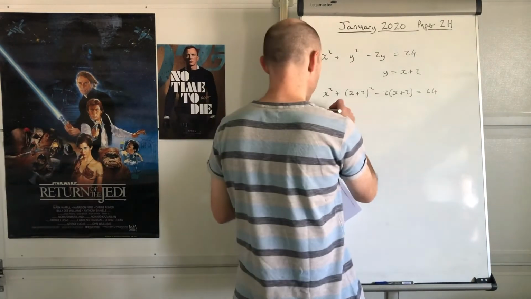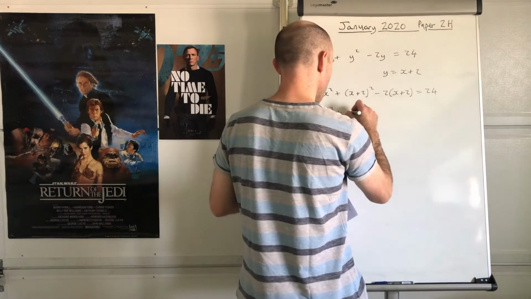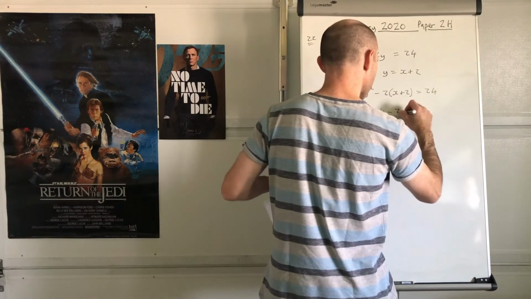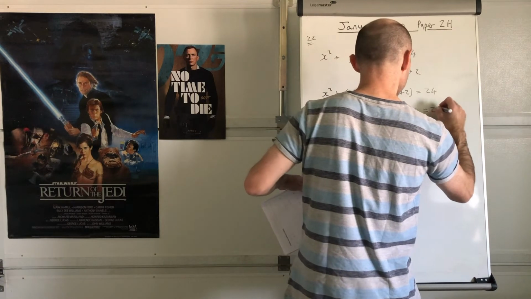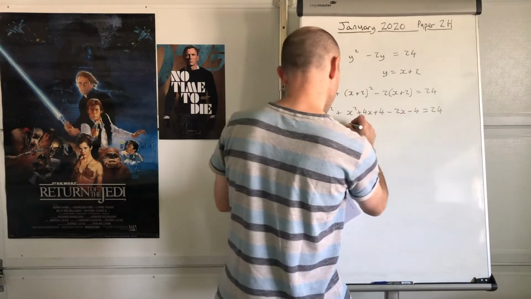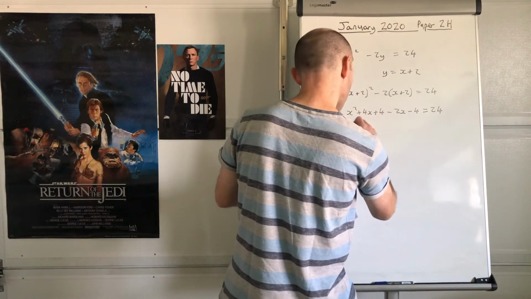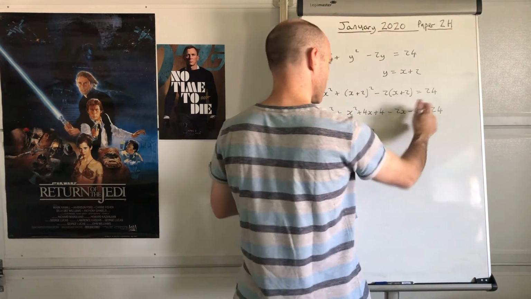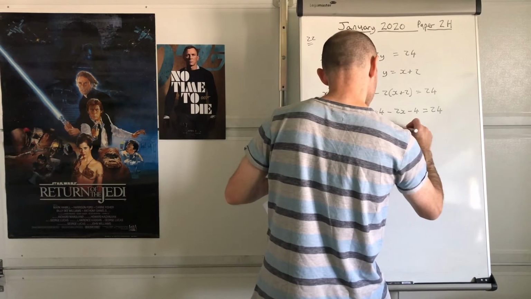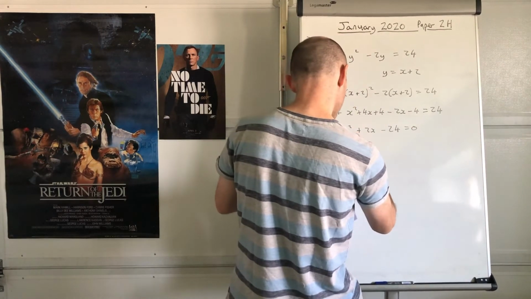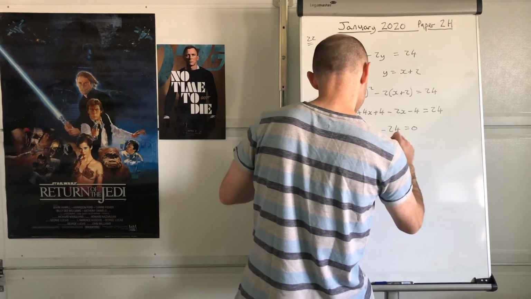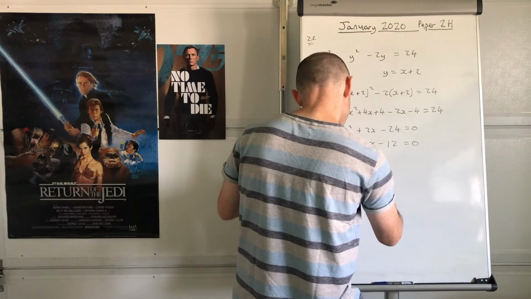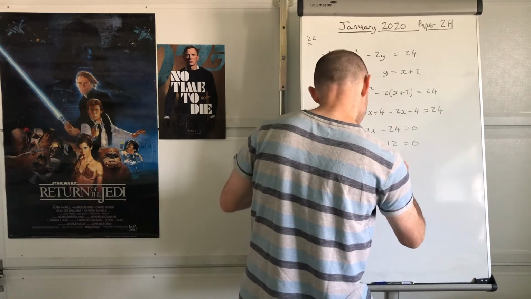Okay, so let's expand the brackets. X squared plus 4x plus 4, subtract 2x, subtract 4 equals 24. So that's going to be 2x squared plus 2x, 4 subtract 4, and then subtract 24 equals 0. And then divide everything by 2. X squared plus x minus 12 equals 0. Really easy one, isn't it, that one? So x plus 4, x minus 3.